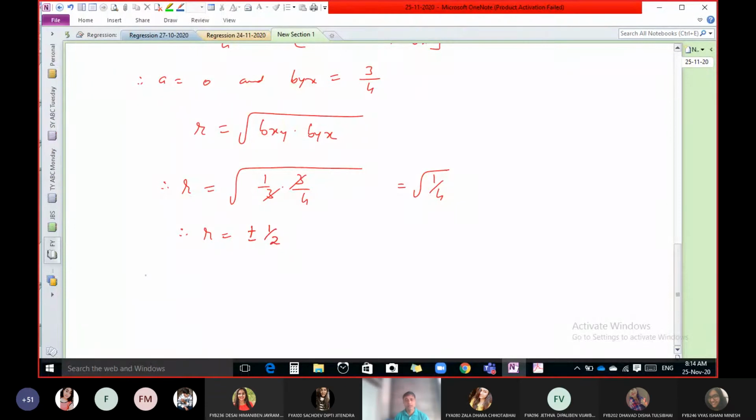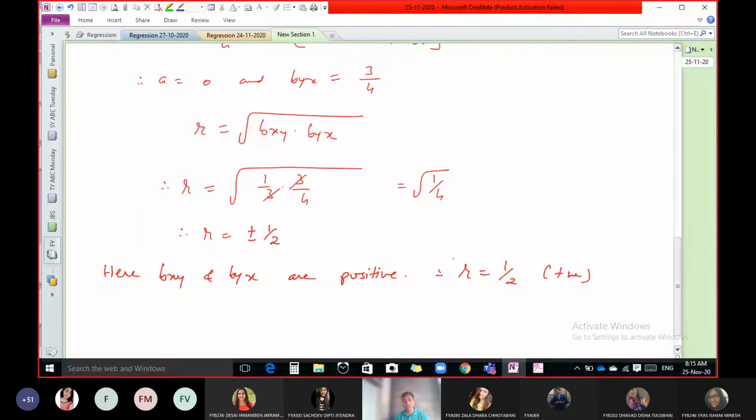Now can you tell me what is r? Plus 1 by 2 or minus 1 by 2? Which one is the correct answer? Plus, sir. Why? Because bxy and byx both are plus, sir. Correct. Here bxy and byx are positive. Therefore, r equal to plus 1 by 2. That is also positive. So now we have the value of r, 1 upon 2.